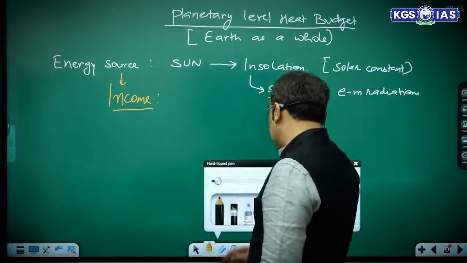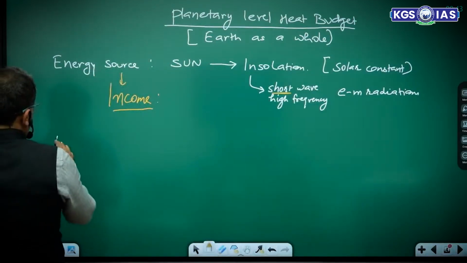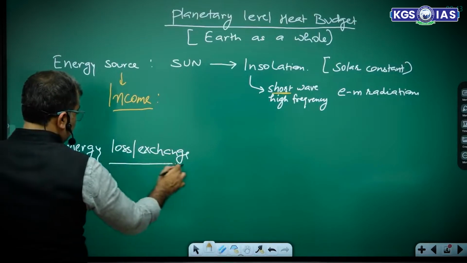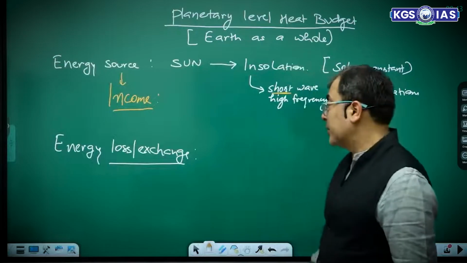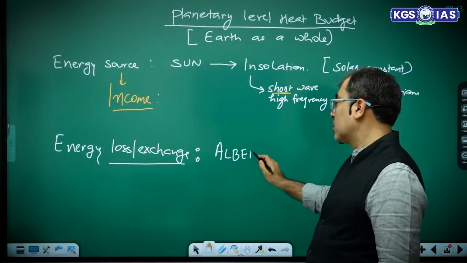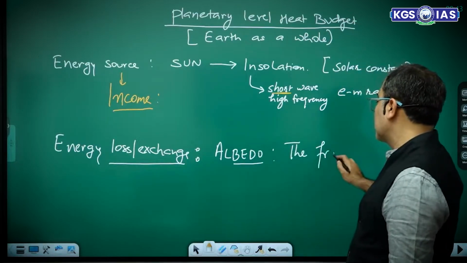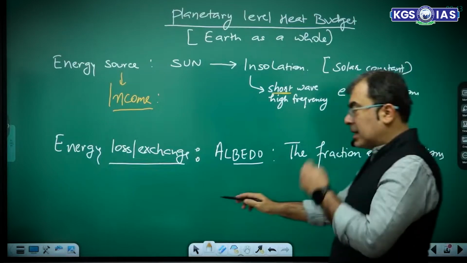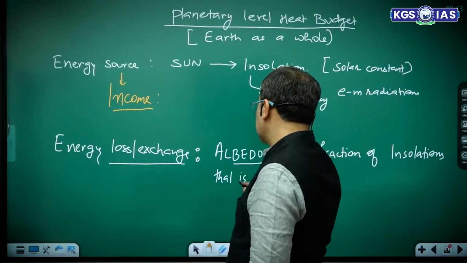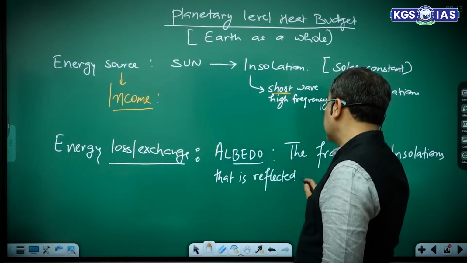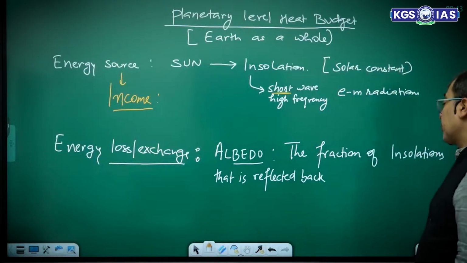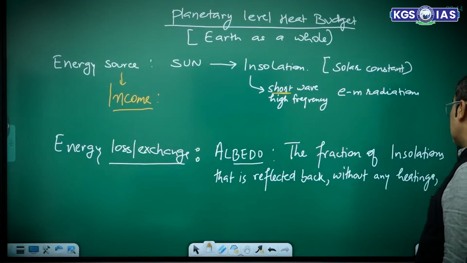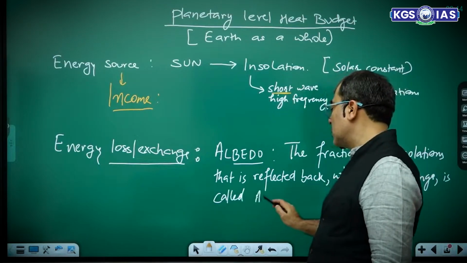Now this is coming to planet Earth. Now we are looking at energy loss or exchange. Two things will come into this. One is albedo. The fraction of insolations that is reflected back without any heating is called albedo.